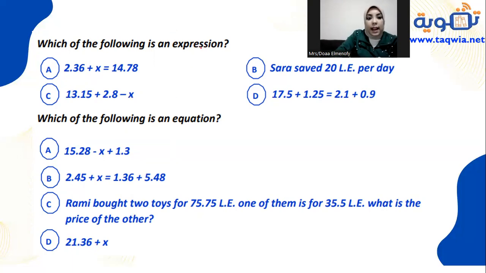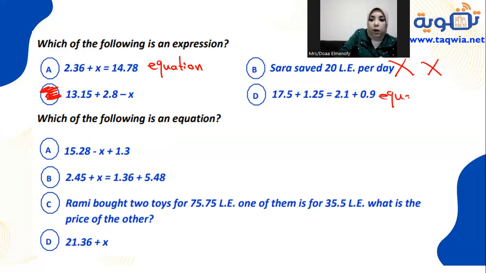So here, what is an equation? This is an equation. This is, sorry, an expression. No, this is an equation. So this is an equation. What about this? This is not an expression and not an equation. What about this one? Do we have equals? No. So this is an expression. And what about this? This is an equation.